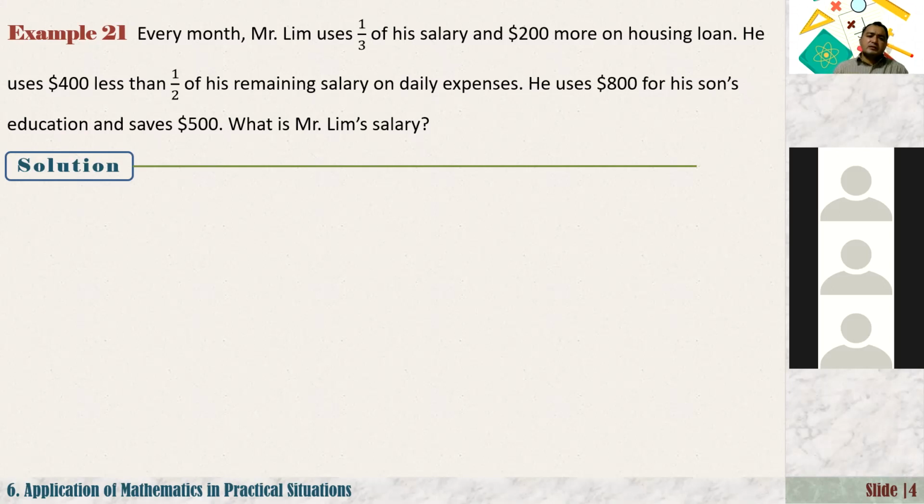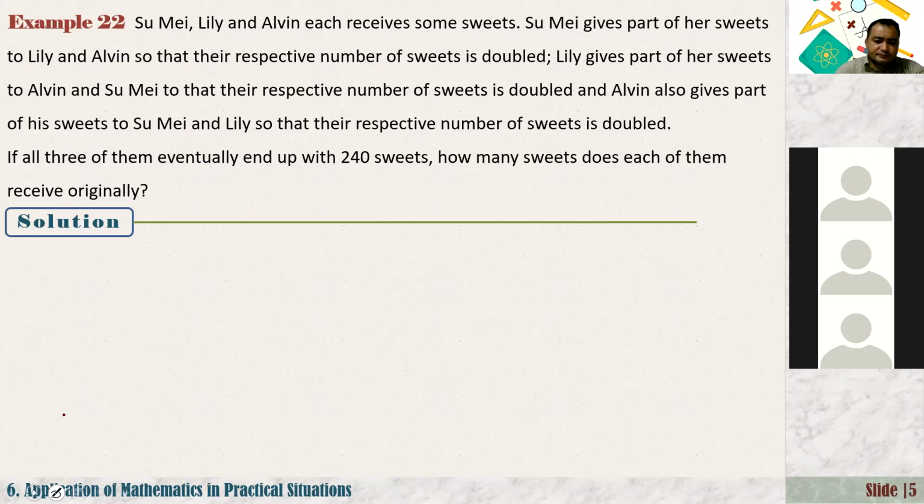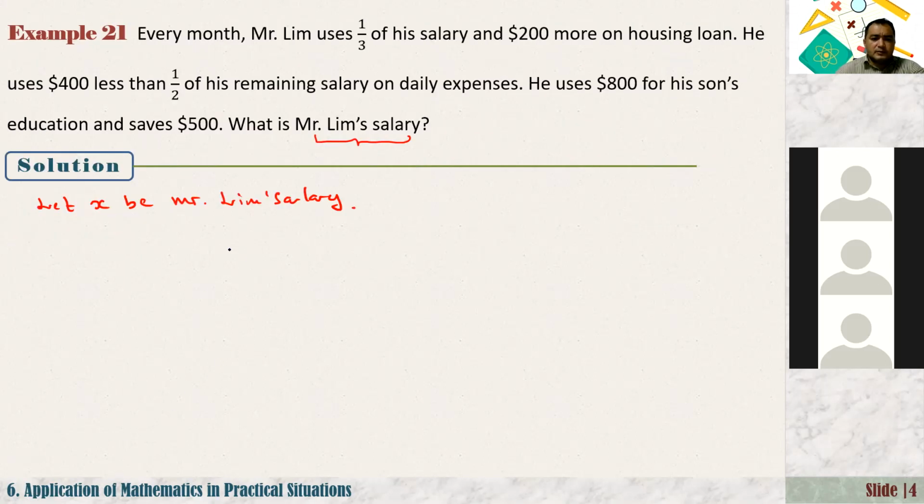Since we are going to find Mr. Lim's salary, I will start with this. Let x be Mr. Lim's salary. Now I'm going to write everything, that is algebra. Number one, he has some different expenses. It says that Mr. Lim uses 1/3 of his salary and $200 more on housing loan.